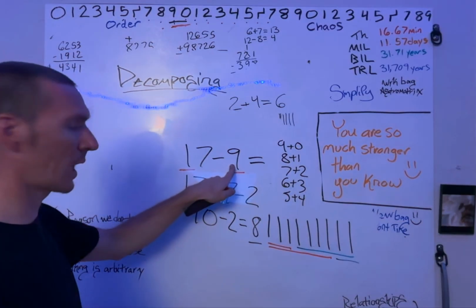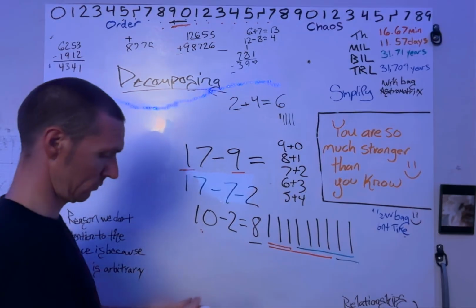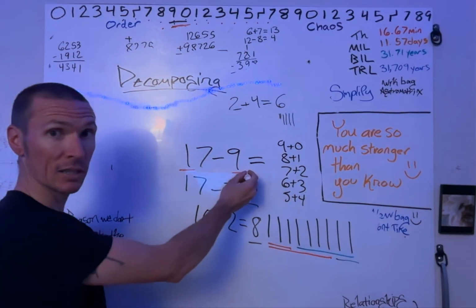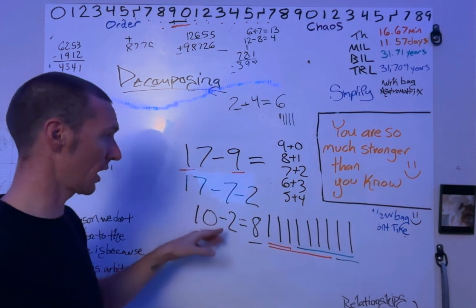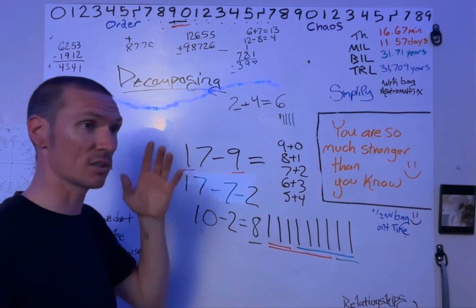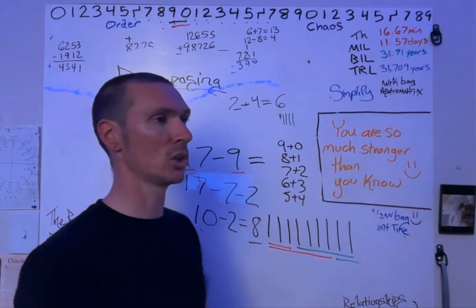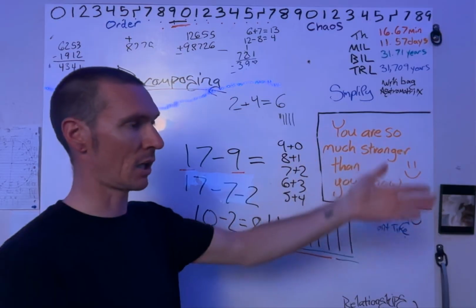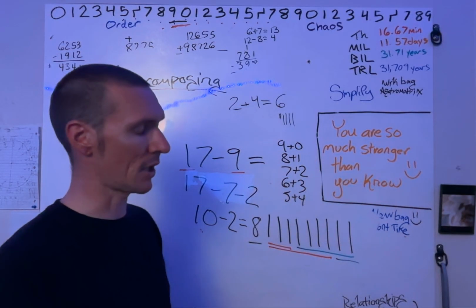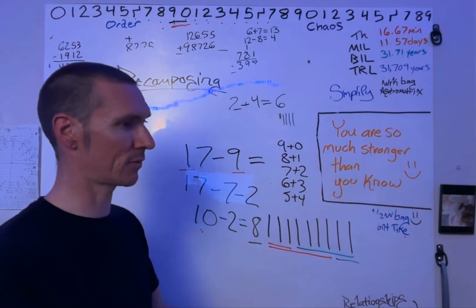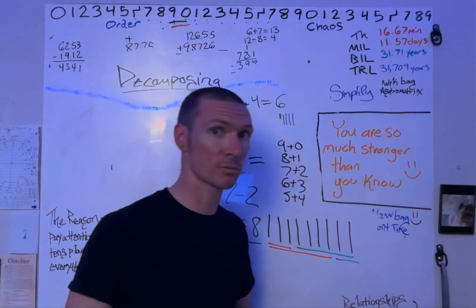So how do you break this 9 up into something to get you to a 10? You break the 9 into 7 and 2. Because 17 minus 7 is 10, and then working from 10 down from there is a lot easier than trying to think of what's 9 away from 17. You just say, 17 minus 9, well, 9 is a 7 and a 2, so I can do 17 minus 7, and that just leaves me 2 to subtract, and that's just 10 minus 2. You can just decompose numbers.